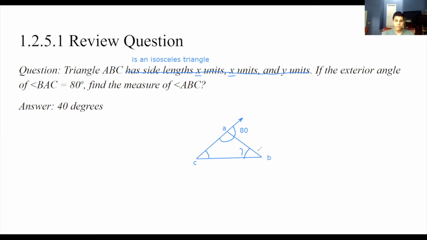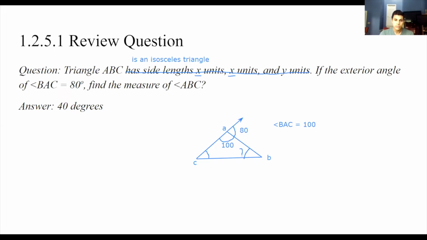So immediately right off the bat, I know that the measure of angle BAC, not the exterior angle of angle BAC, but angle BAC itself, has to be equal to 100 degrees. Because if you remember our exterior angle rules, the interior angle and the exterior angle add up to 180 degrees in total. So if the exterior angle is 80, then the interior angle BAC in the triangle has to be 100 degrees. So now I have one of the angles in a triangle that I'm looking for. So I'm going to label it right on the diagram. But I still have to find this angle.